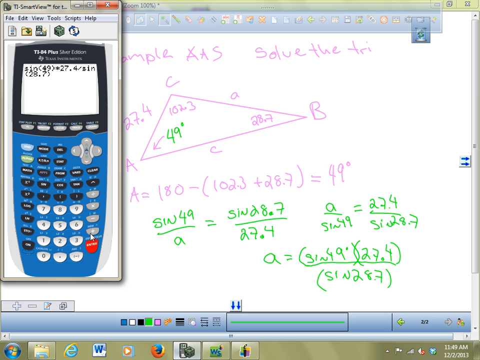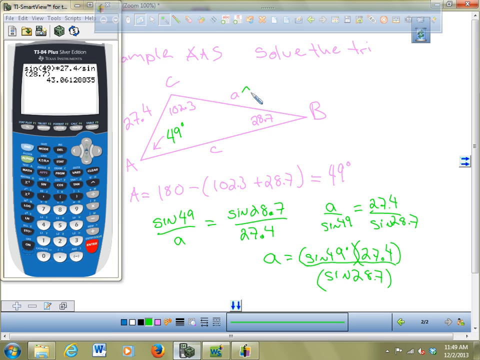So what that tells you is that's A. So this side over here, and usually they say round off to the nearest hundredth, 1043.06. And if that's in feet, then this should be in feet as well. Okay? Questions about that? Is that hard? No. Okay, pretty simple.